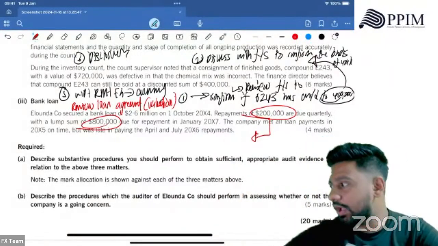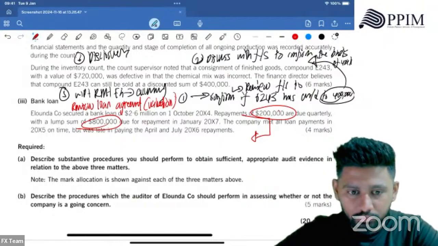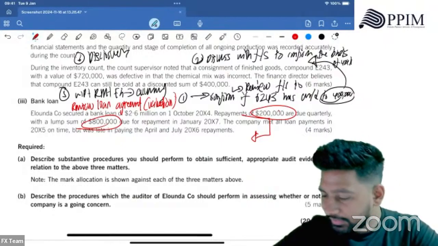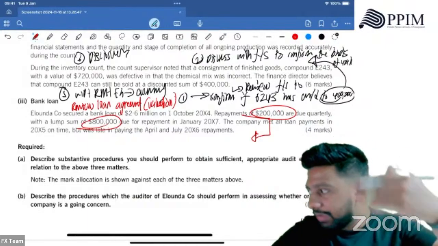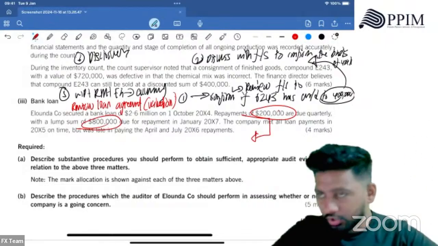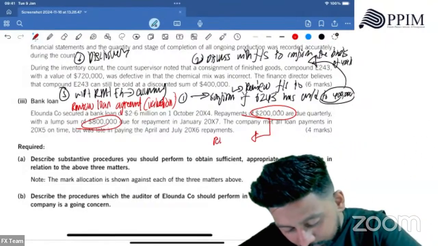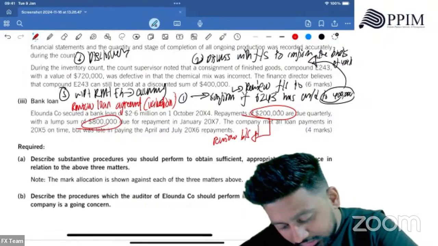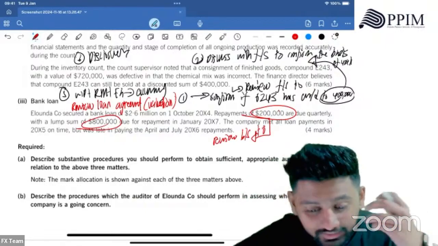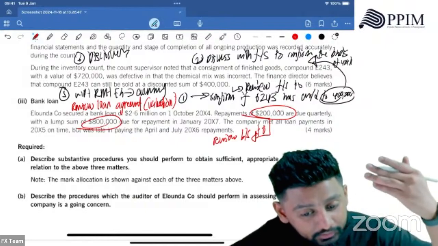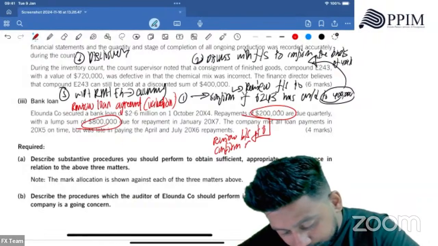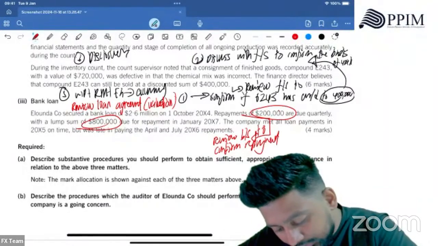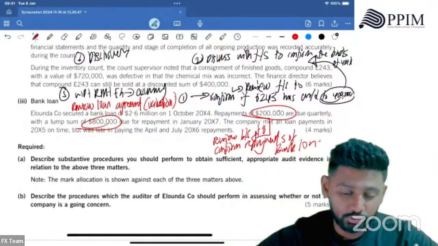When you make payments, where will it go? Bank statement. So you need to understand if the payment is going on time or not. So you can review bank statements. Why will you review the bank statements? To confirm repayments of the bank loan. That's the second thing that you can do.